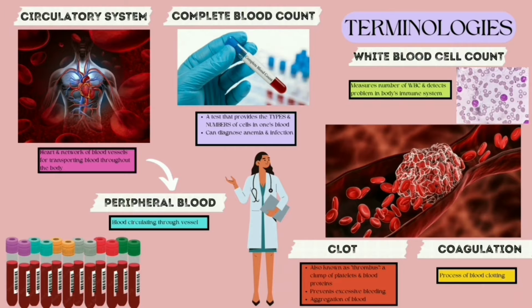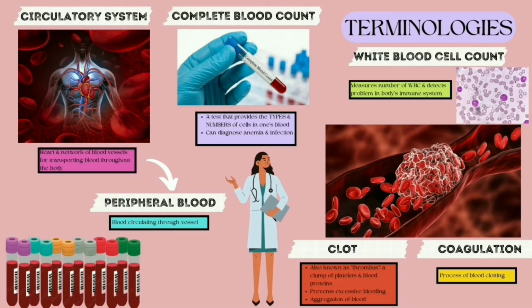The next word, we have the circulatory system, which consists of the heart and blood vessels for transporting blood throughout the body. So the peripheral blood is the blood circulating through vessels. And in hematology, blood count is very important. Hence, the complete blood count is a test that provides the types and numbers of cells in one's blood. This is also the type of test that can identify diseases like anemia and other infections.